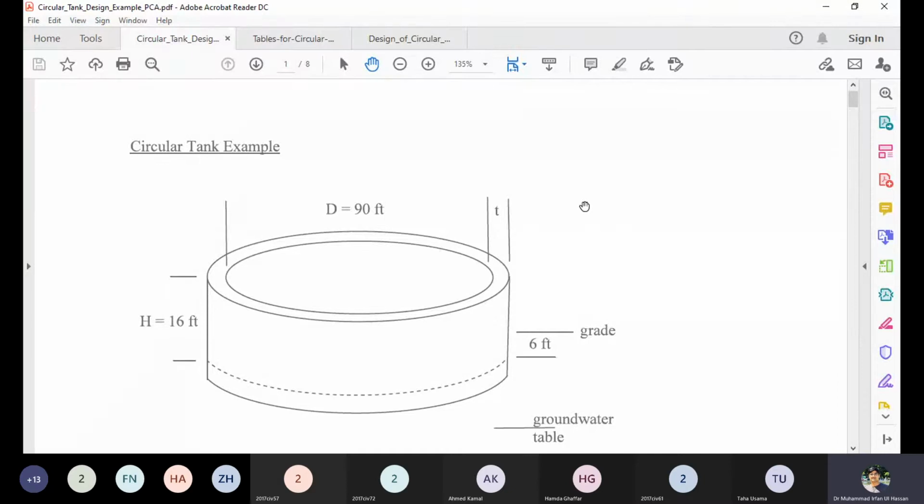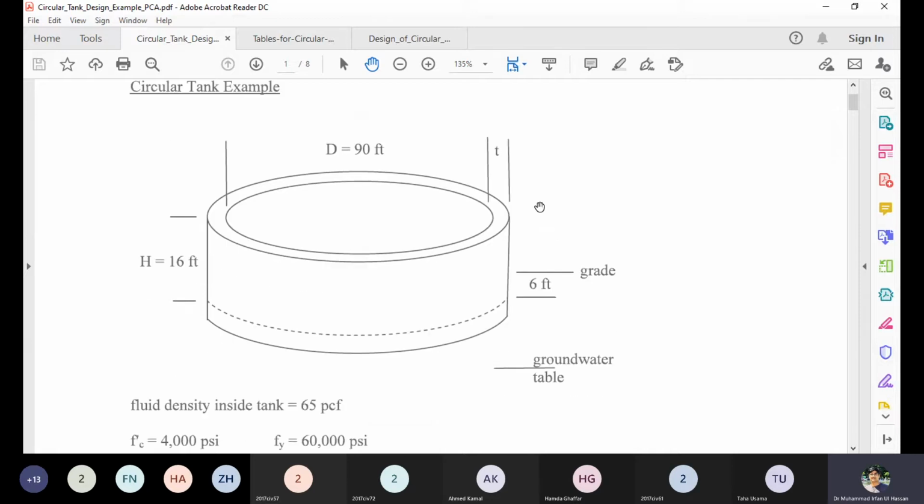Here we are starting with the design of the circular tank example. The given data is the diameter of the tank and the height of the tank. This is an in-ground tank, so the height of the soil outside the tank is 6 feet. The height of the water inside the tank is 16 feet. The diameter of the tank is 90 feet.